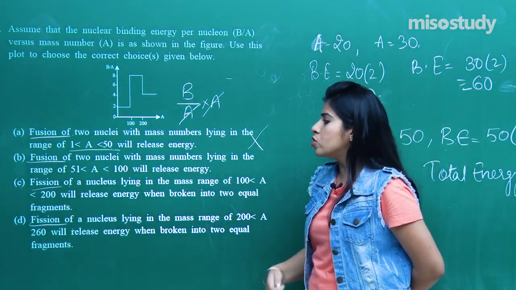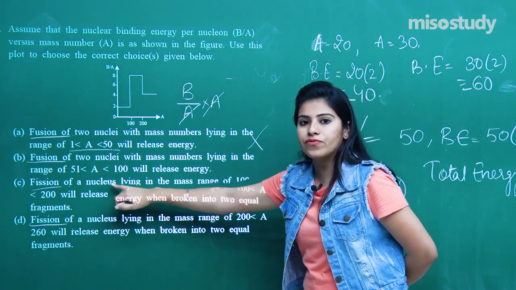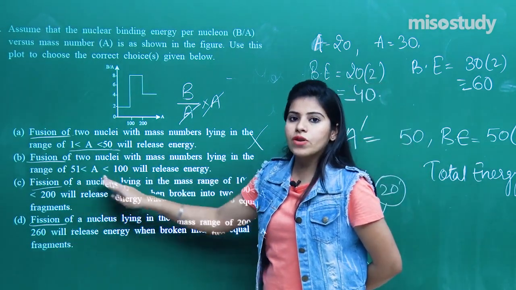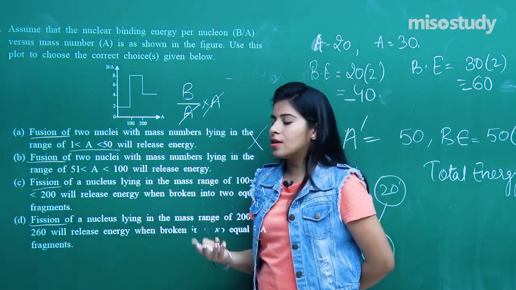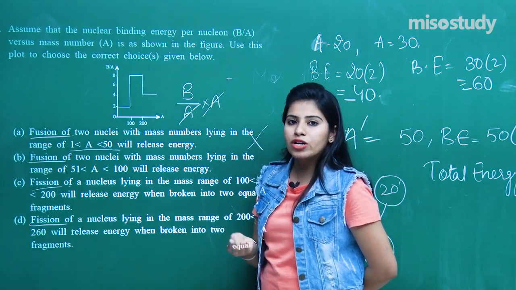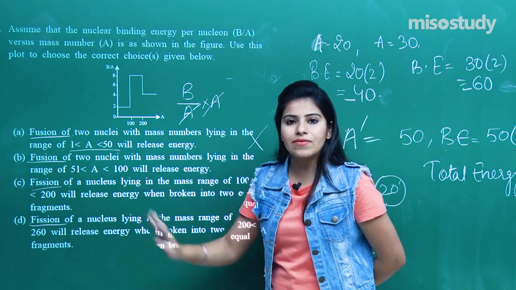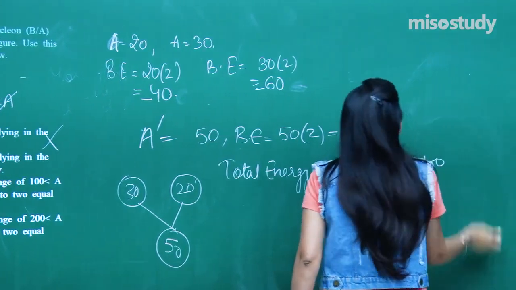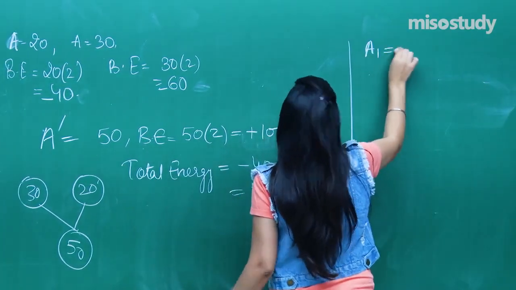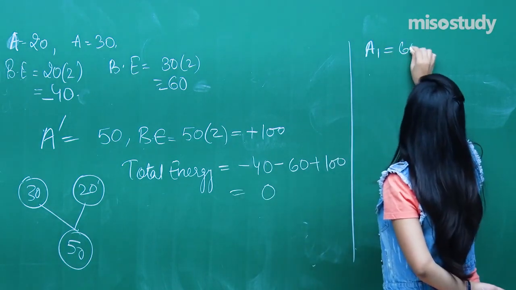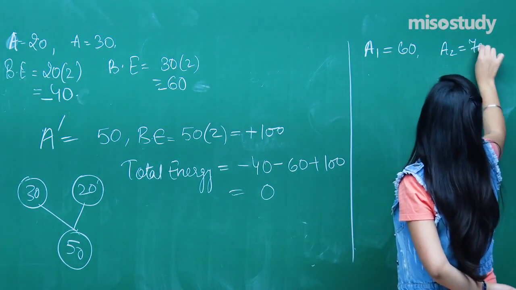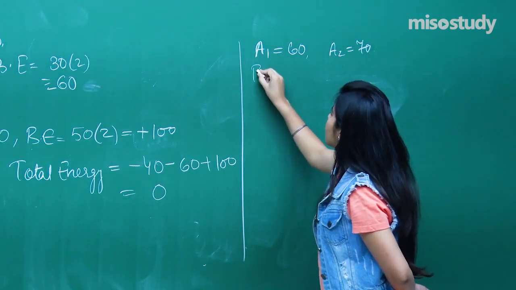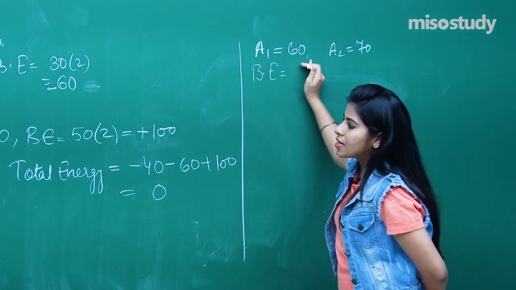The fusion of two nuclei with the mass number lying in the range 51 to 100. Now we have to consider any two masses in this range 51 to 100. So we can choose any, let me just say 52, 53, or 60, 70. Okay, so leaving all the situations, we are considering A1 equals 60, A2 equals 70. Again, because this is the case of fusion, your binding energy in this case will be for 60 and 70.